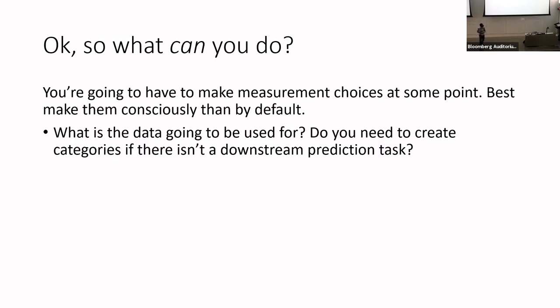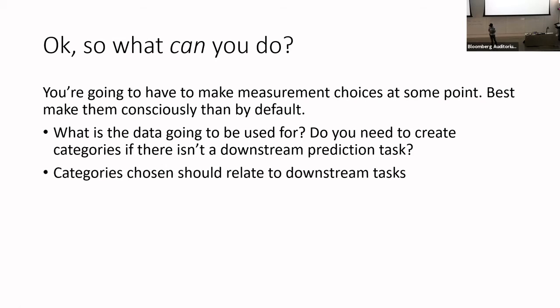You want to think about what the data is going to be used for. If you're never actually going to do a downstream prediction task where those categories are the right thing, do you even need to create categories? If all you're doing is creating an intake form, well, one, why are you collecting that data? Think about that. But two, think about which categories you actually need for any downstream task. Which categories you choose should relate to the downstream tasks that you care about.